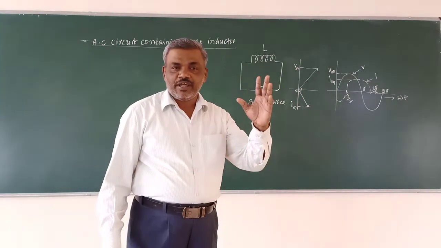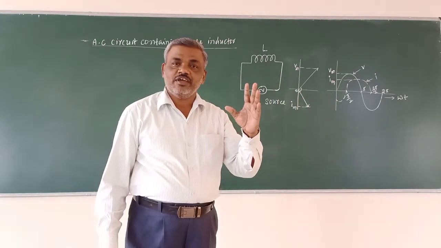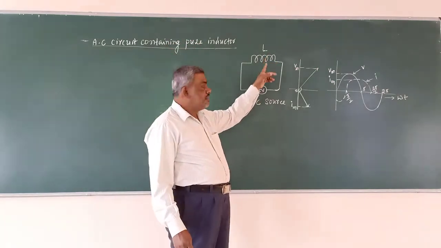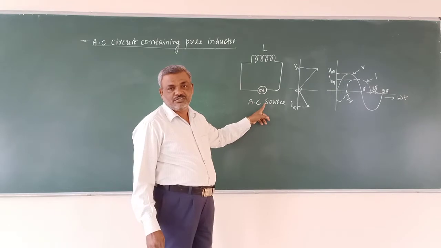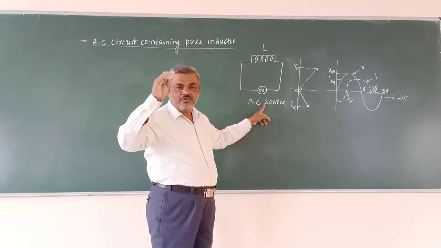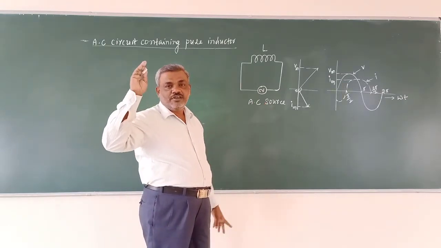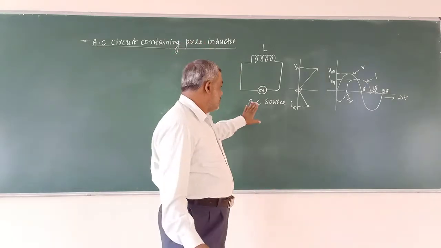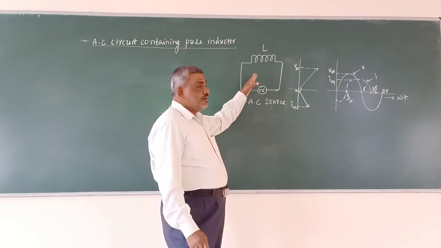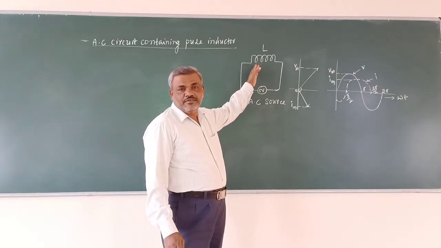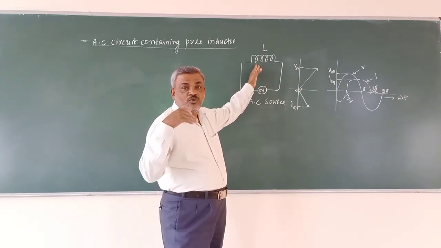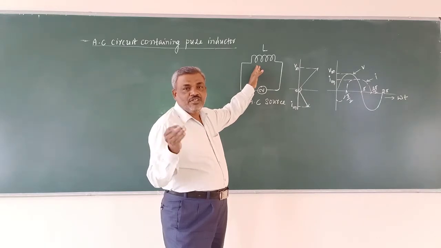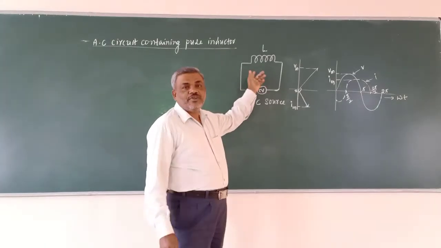The change in magnetic flux per unit current is called inductance. Now an inductor of inductance L is connected to an AC source. This is once again a 3 marks question: derive an expression for current in a circuit when alternating voltage is applied to a pure inductor, or show that voltage leads the current by an angle pi by 2 in an AC circuit containing pure inductor.